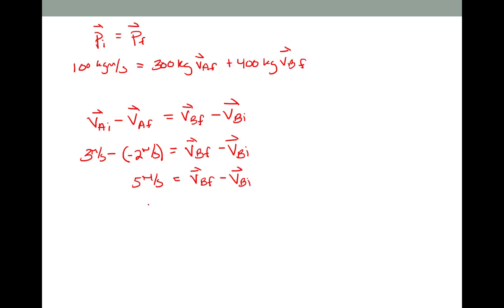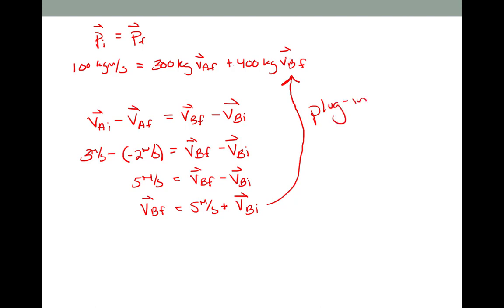Okay, and now I can solve for one of them. So I'm going to say VB final equals 5 meters per second plus VA final. And now that I have this relationship, I can take this and plug it in right there.